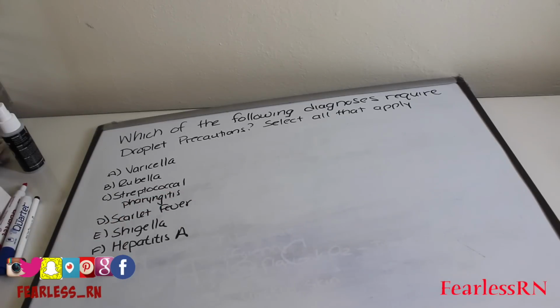Alright, so for this question, just in case you can't see it, it says, which of the following diagnoses require droplet precautions? Select all that apply. Varicella, rubella, streptococcal pharyngitis, scarlet fever, Shigella, or hepatitis A.